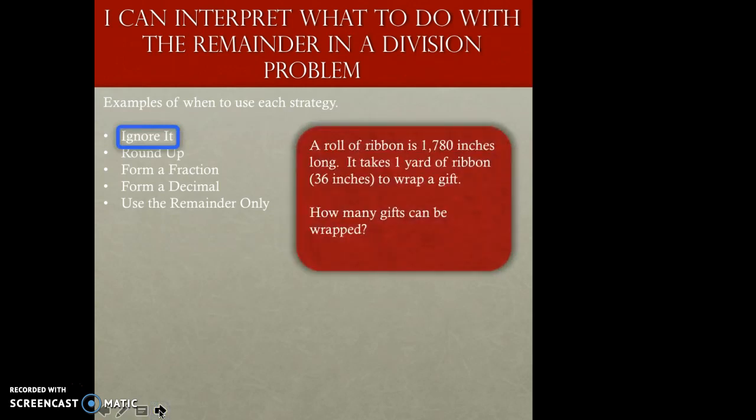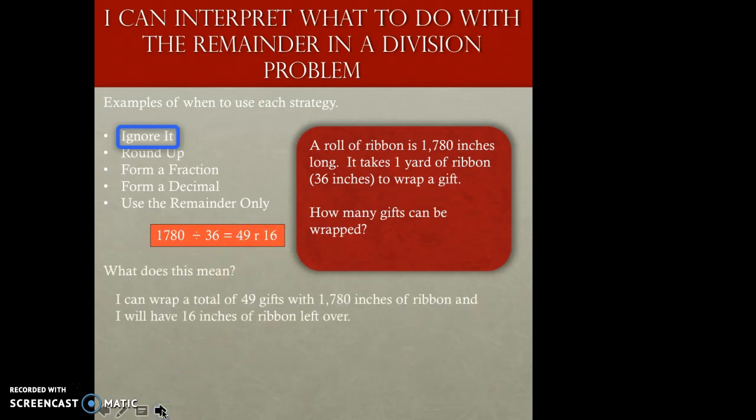Look at this problem. A roll of ribbon is 1,780 inches long. It takes 1 yard of ribbon, which is 36 inches, to wrap a gift. So how many gifts can be wrapped? Now, I'm not going to make you do the math. I'm going to actually give you the answers. We're just going to be thinking about the remainders. So we would get an answer of 49 remainder 16.